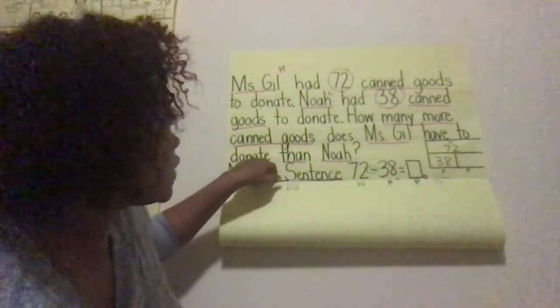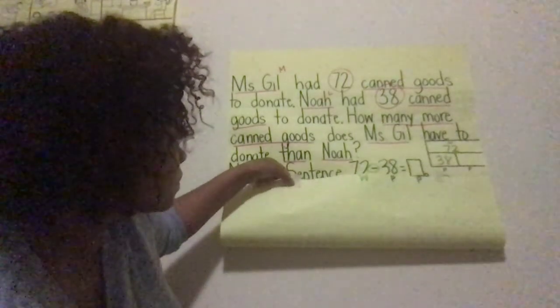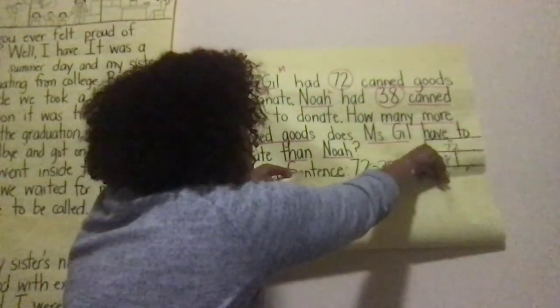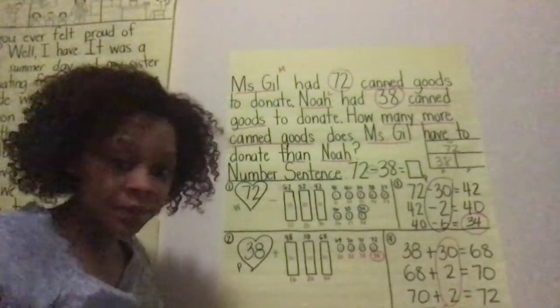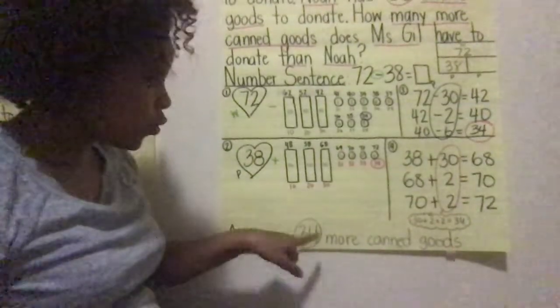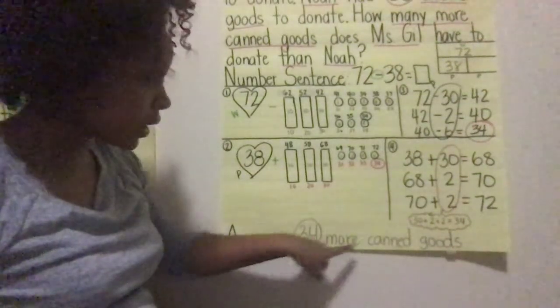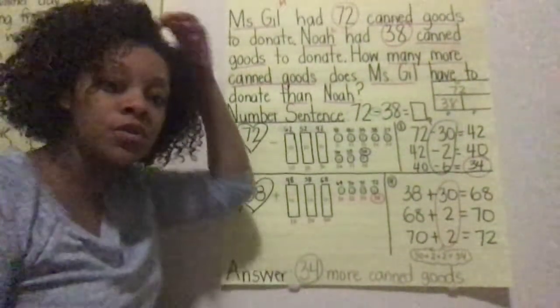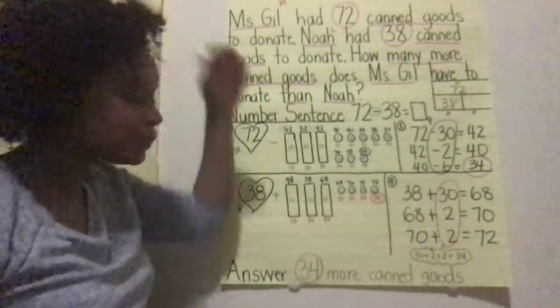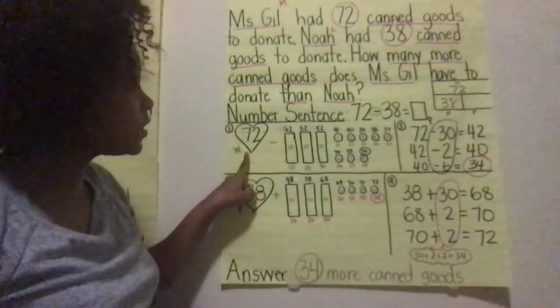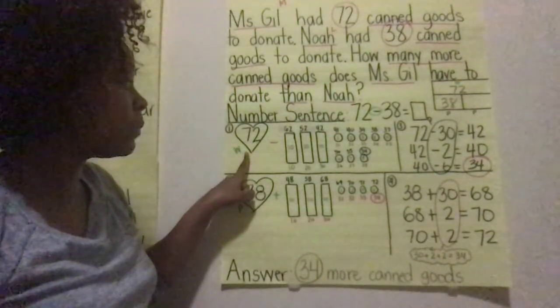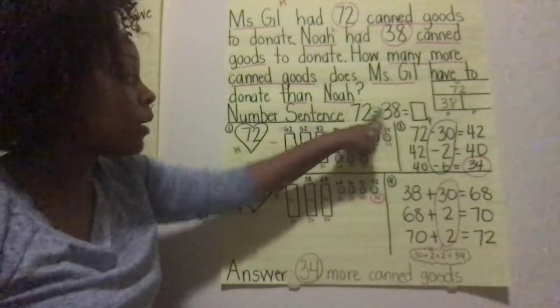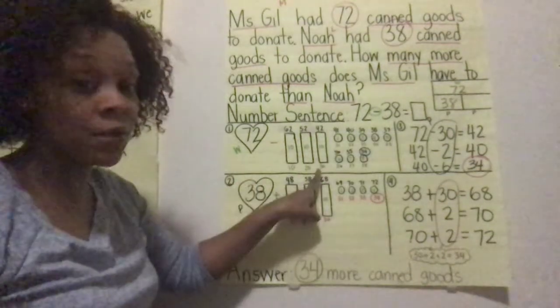So now, if you solve this problem, the final answer that you should have gotten was 34 more canned goods. And so here are some strategies you could have used in order to solve this story problem. The first strategy I used was counting back because I know my whole and I know a part. So I can start at my whole and I can take away a part.